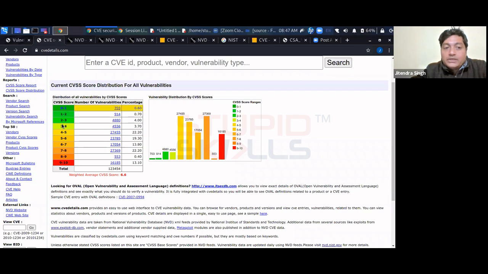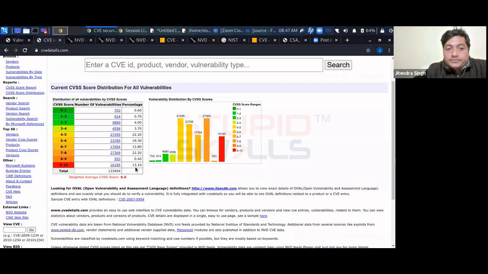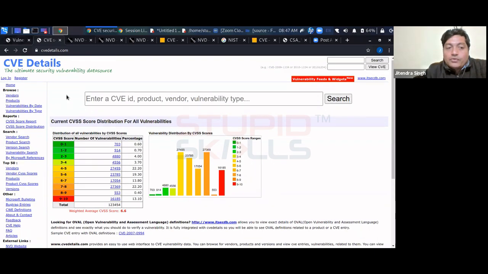If you see, 0 to 1 has minimum impact, and the range between 9 and 10 has a critical impact. The percentage is also given here. And if you want to search for vendors and products by date and type, you can search. There are also some additional searches from other databases, such as finding Microsoft references.